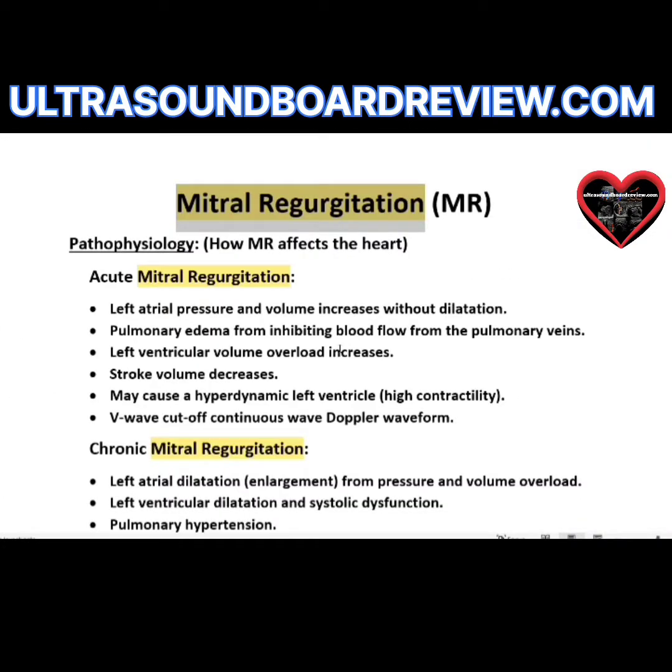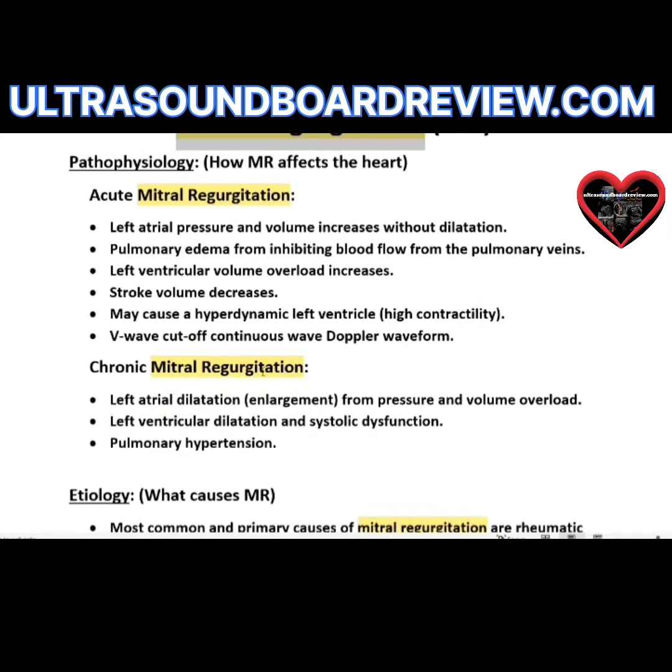With mitral regurgitation, you're going to have both acute and chronic MR. The difference between the two is that with acute MR, you're not going to have a dilated left atrium because it didn't have enough time to dilate. It's like when you spring a leak somewhere, the area is not going to be flooded right away. It takes a minute.